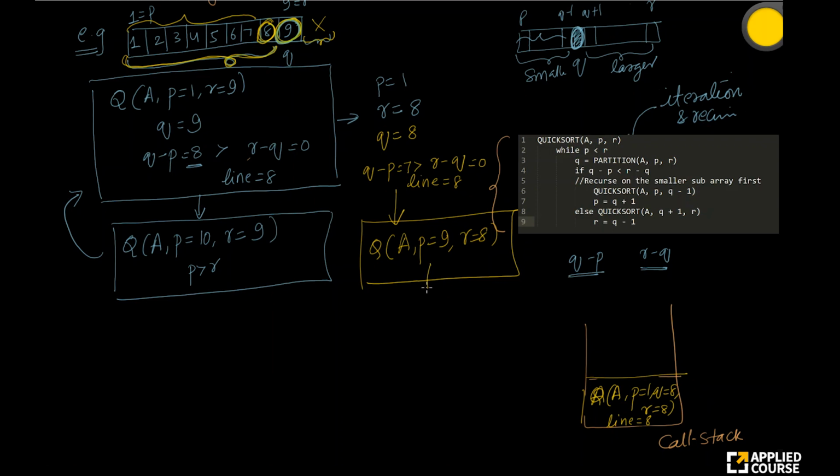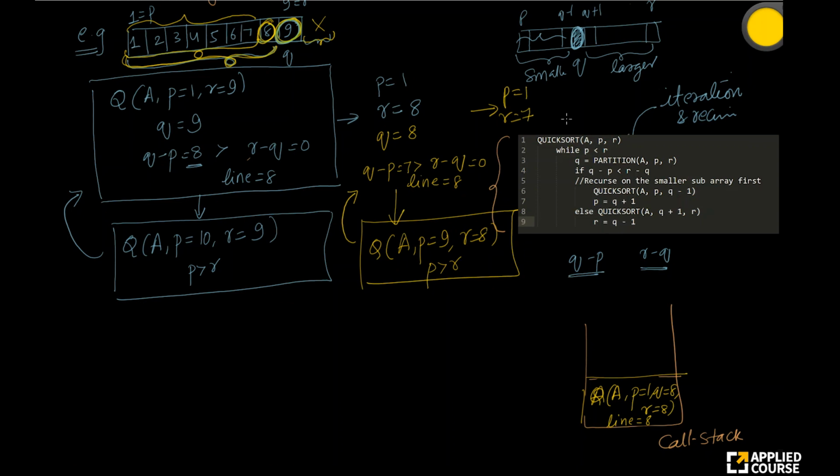Now here you will notice that P is greater than R. Because this while loop will only work when P is less than R, this will immediately revert back. While reverting back, these values of P will remain the same. My R will become Q minus 1. My R will become 7. Right? Which means my effective array that I care about now is going to be only 1 to 7.